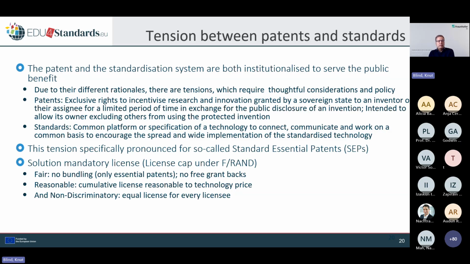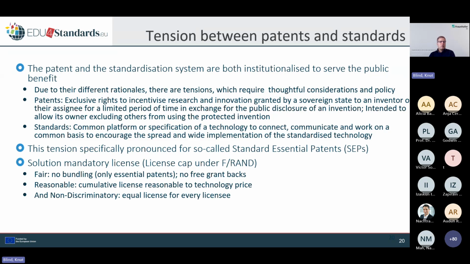There should also not be the requirement of a free grant back. That means here others who are then using the standard have to give all their patents for free to those who own these standard essential patents. It should be reasonable. That means if you think about a mobile phone, about laptops, where different owners own not only a few but hundreds of these standard essential patents, if you ask for each patent a monopoly price, then the whole technology becomes too expensive, and this is then not reasonable.